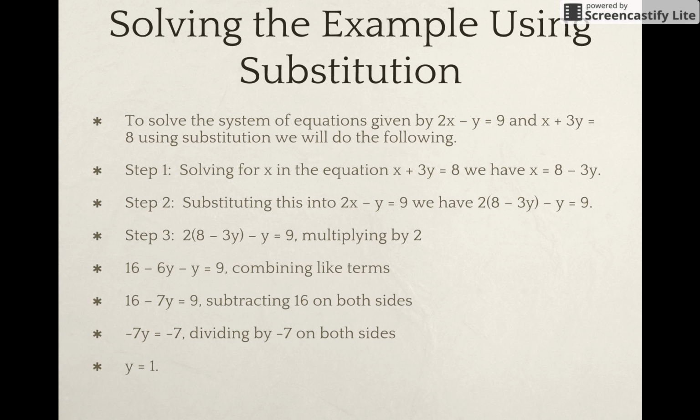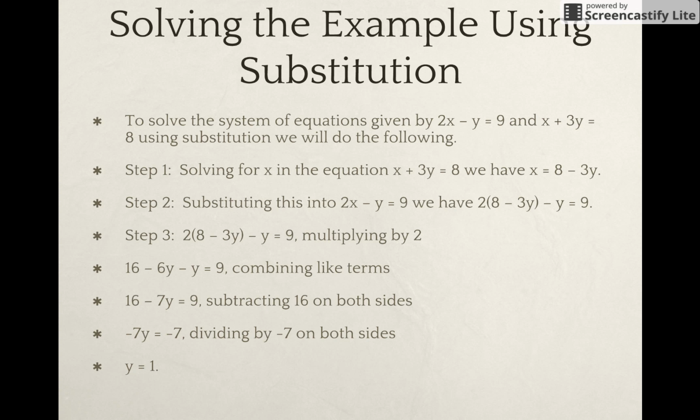Let's see this substitution method in action. We're going to solve the system of equations formed by 2x minus y equals 9 and x plus 3y equals 8. So in step 1, we'll choose to solve for x in the equation x plus 3y equals 8. And that results in the equation x equals 8 minus 3y.